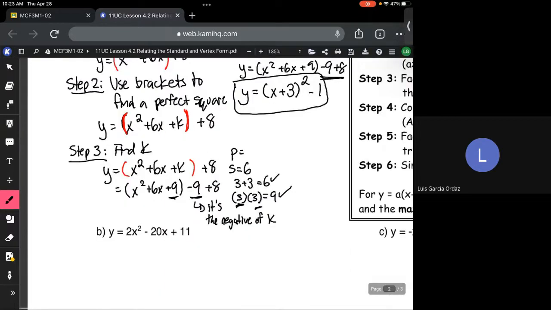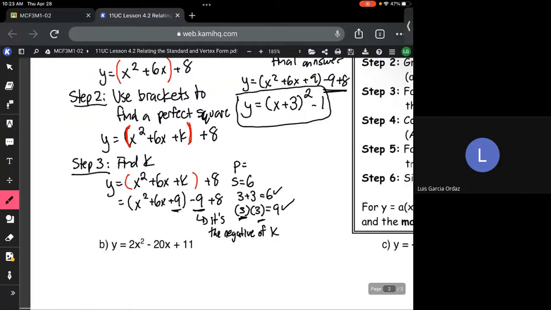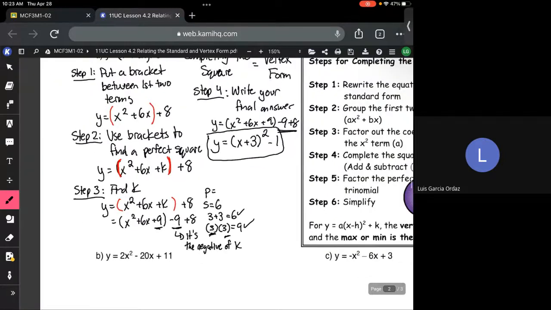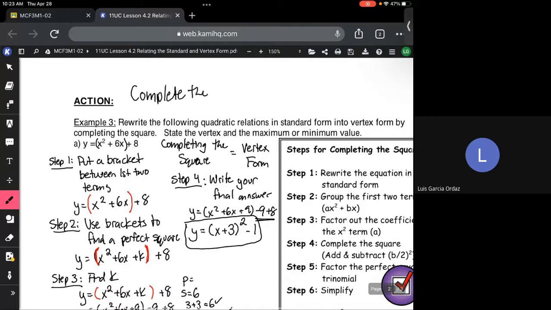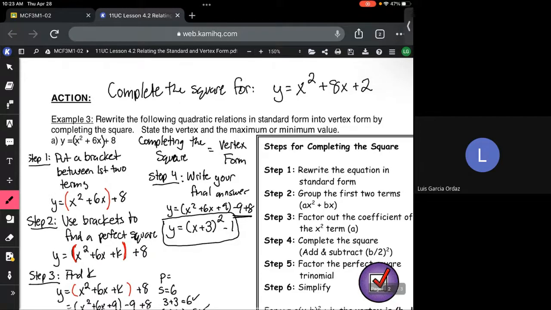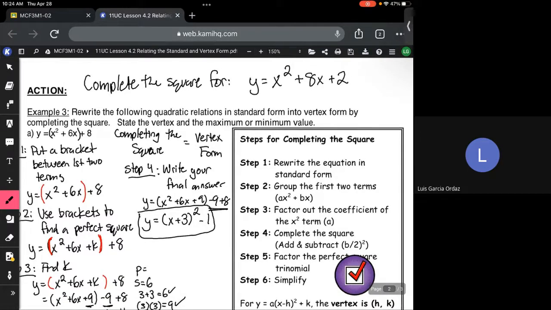So I'll give you guys another one before we do B. I'm going to write it up here. Complete the square. Okay, try this one, the one at the top. Complete the square for y is equal to x squared plus 8x plus 2. Take a couple of minutes.